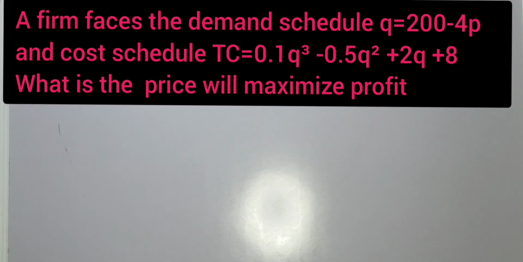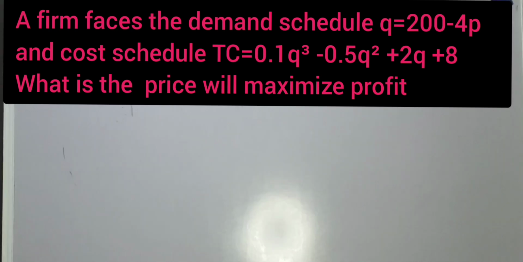Welcome back. In today's class, we're going to look at the application of differential calculus in economics. We are given this question. A firm faces the demand schedule Q equals 200 minus 4P and cost schedule TC, which is the total cost, equals 0.1Q^3 minus 0.5Q^2 plus 2Q plus 8. The question is, what price will maximize the profit?